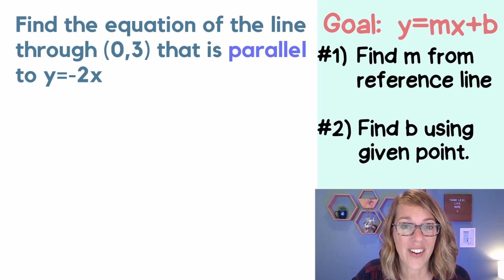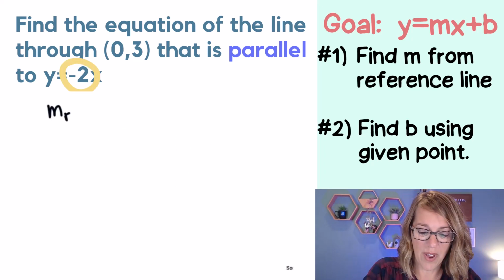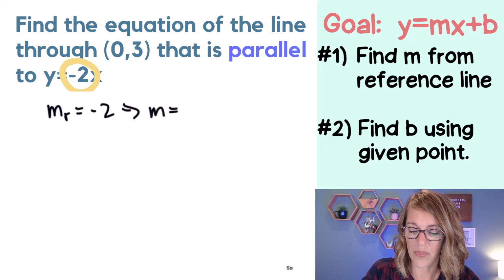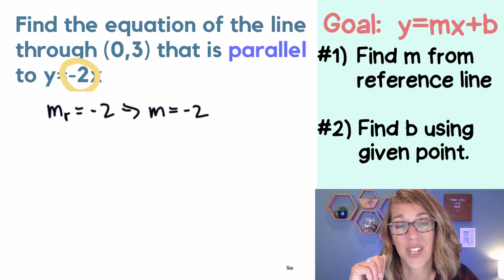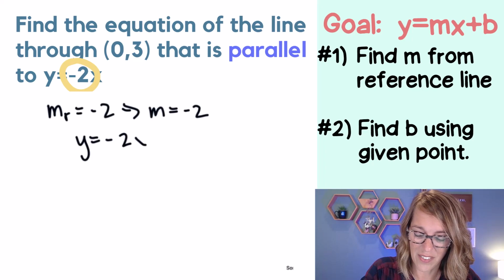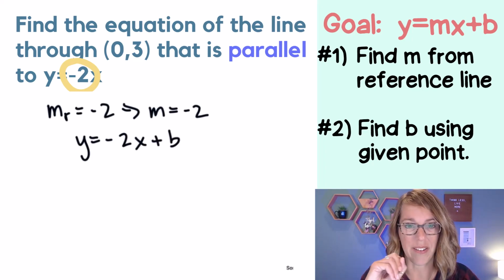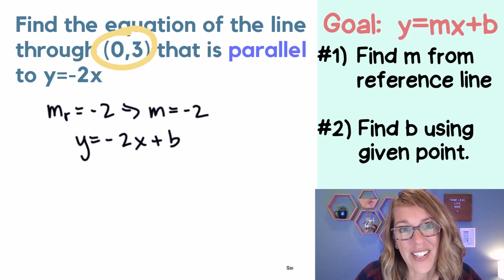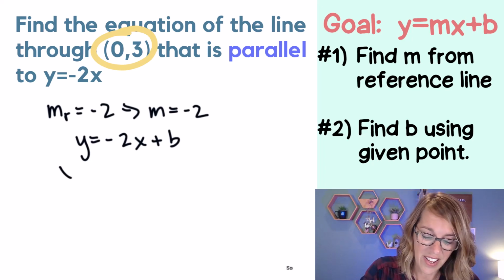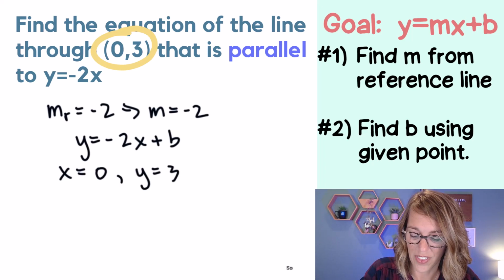Now, I know that I want to start with that slope, and it's a parallel line. So if my reference slope is equal to -2, parallel lines tell me that the slope that I'm looking for is also equal to -2. So my equation so far is y equals -2x plus b. Next, I need to find the value for b, and I'm going to do that using my point (0, 3). So I could plug in for x a 0 and for y a 3.